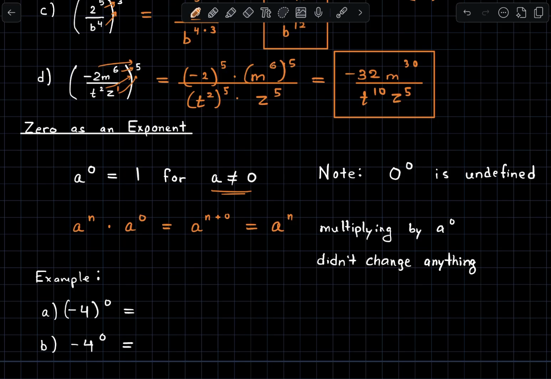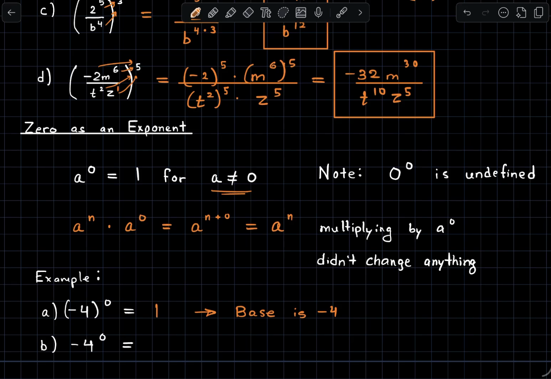Now let's look at these two examples real quick. We've got negative 4 in parentheses raised to the 0 power. It's going to follow that rule. A here is not equal to 0, so we can apply this rule. This is just going to come out to 1. The base in this case is negative 4.